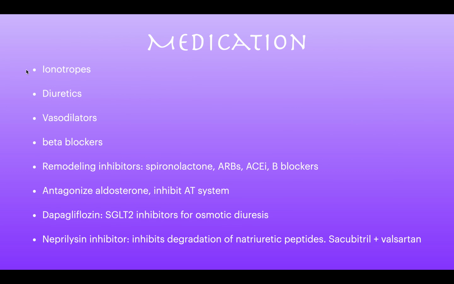Medications: you're going to use inotropes to increase the contractility of the heart, diuretics to get rid of the edema, vasodilators to bring down the peripheral blood pressure, and beta blockers to do kind of both. Beta 1 blockade decreases the heart rate and the contractility, and also increases the vasodilation of the vessels. You want to inhibit the remodeling, so you're going to use spironolactone, ARBs, ACE inhibitors, and beta blockers. You also antagonize aldosterone to inhibit the angiotensin system.